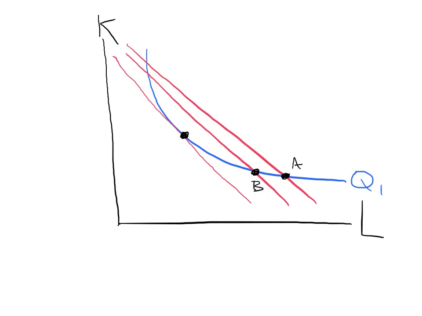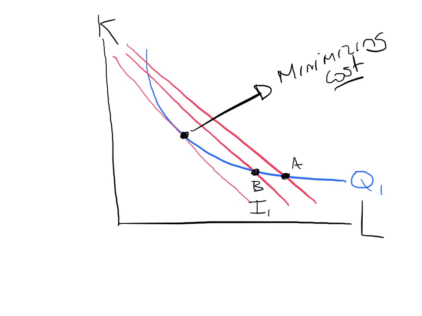So this cost minimization problem is solved when you find the tangency point between the isocost, in this case let's call it I1, and the isoquant Q1. So this point right here is the cost minimizing solution. Notice that if you use a different combination, let's say that combination, well, you can use that, but you won't be able to produce Q1 with that amount of cost. So therefore, the isocost that you will use is the one that is just tangent to the isoquant.